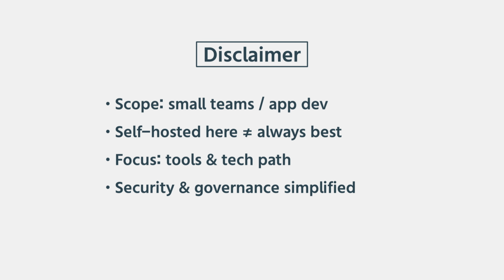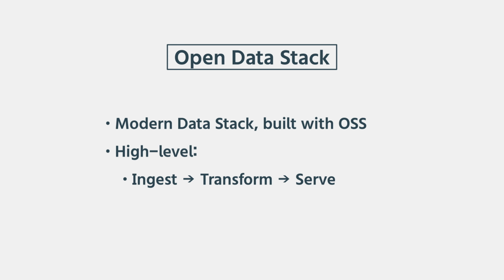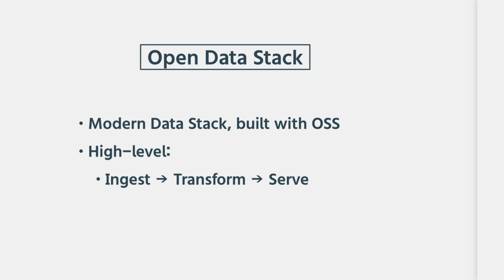All right, with that scoped, let's dive in. In a sentence, the open data stack is the modern data stack, built with open source software. At a high level, it covers how we ingest data, transform it into usable shapes, and serve it to applications and people. In this series, we're assembling that stack on Kubernetes, end to end, so you can run it locally or port it to the cloud later.